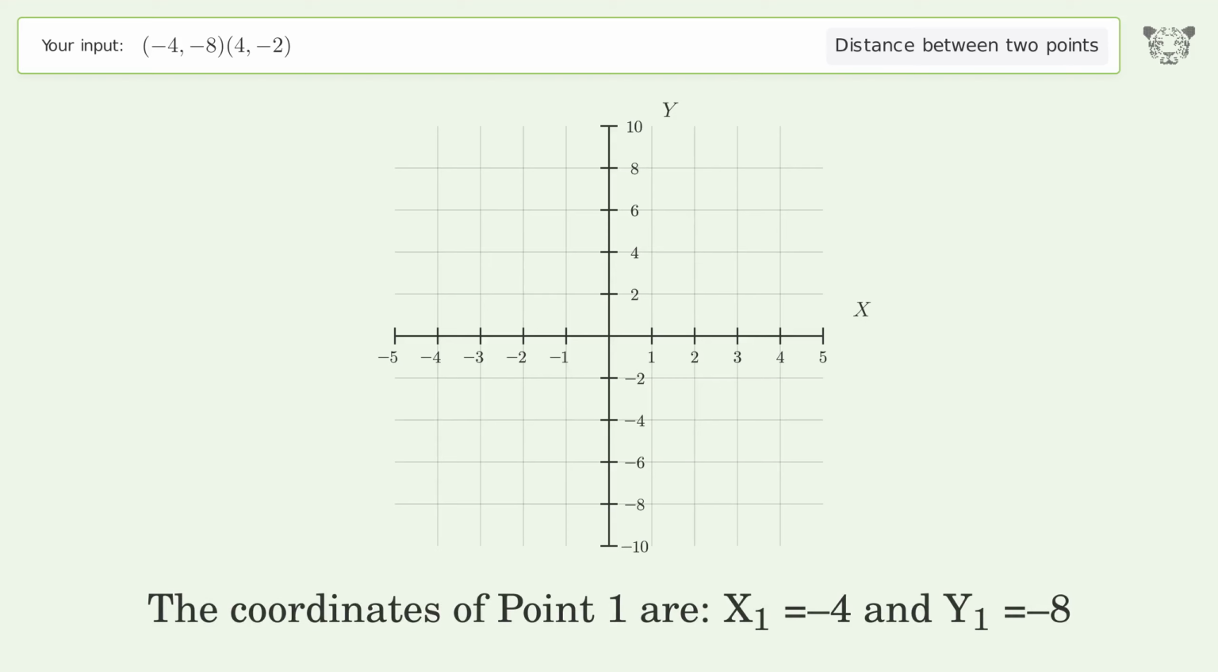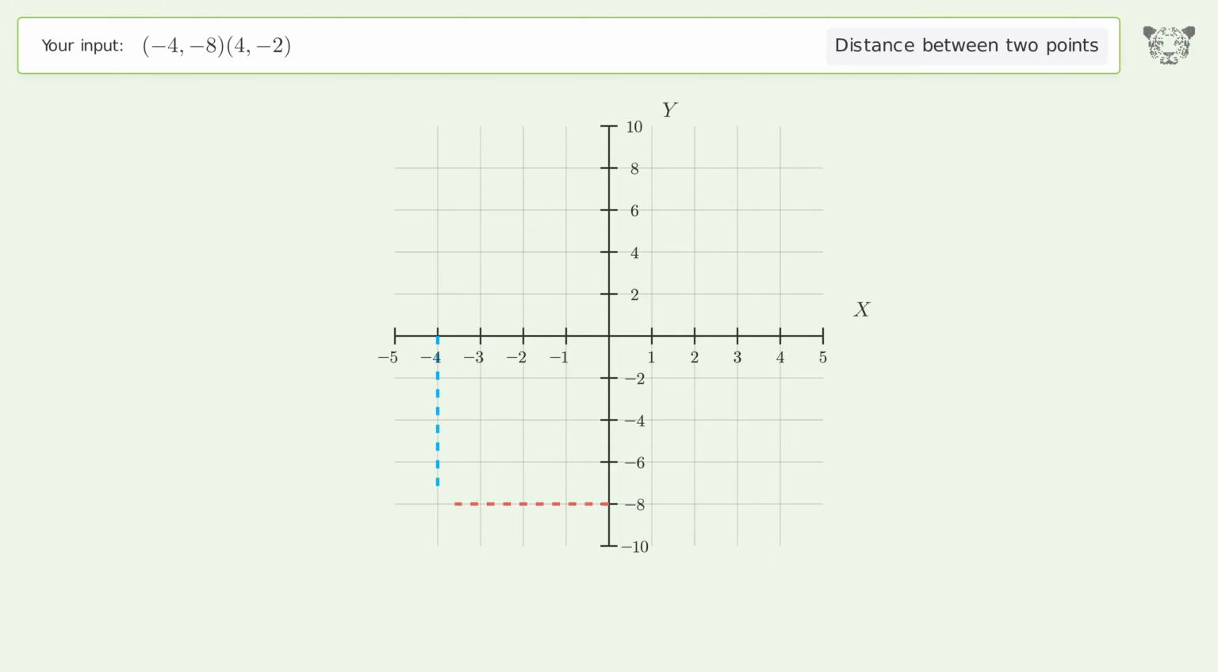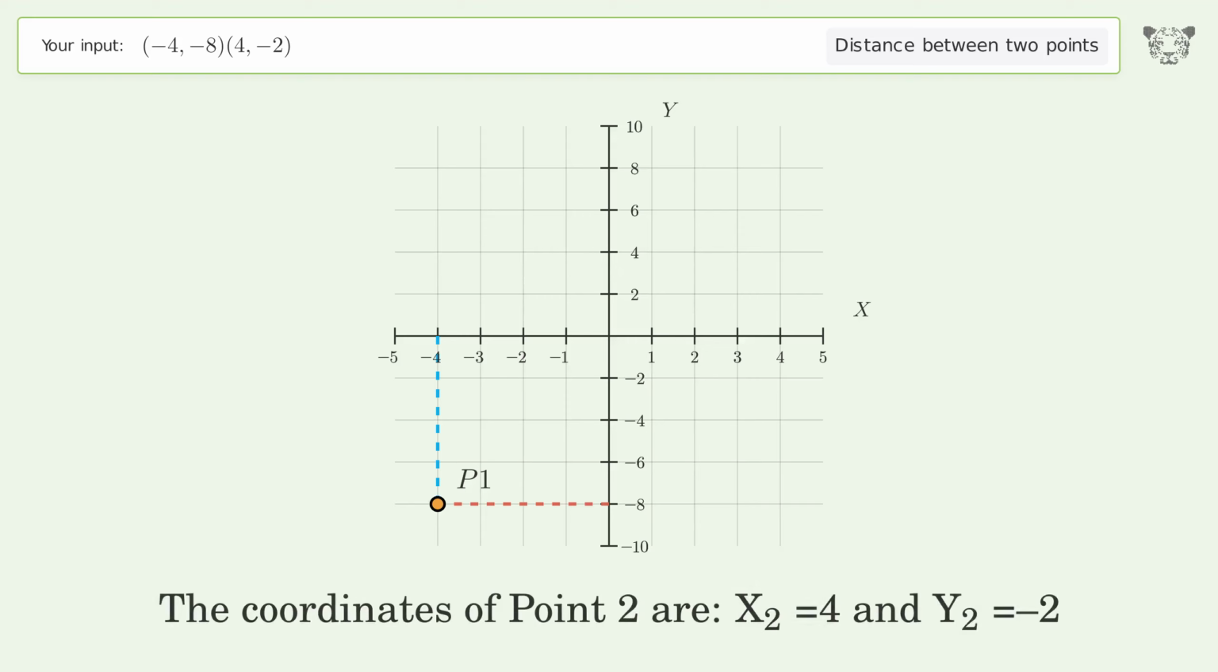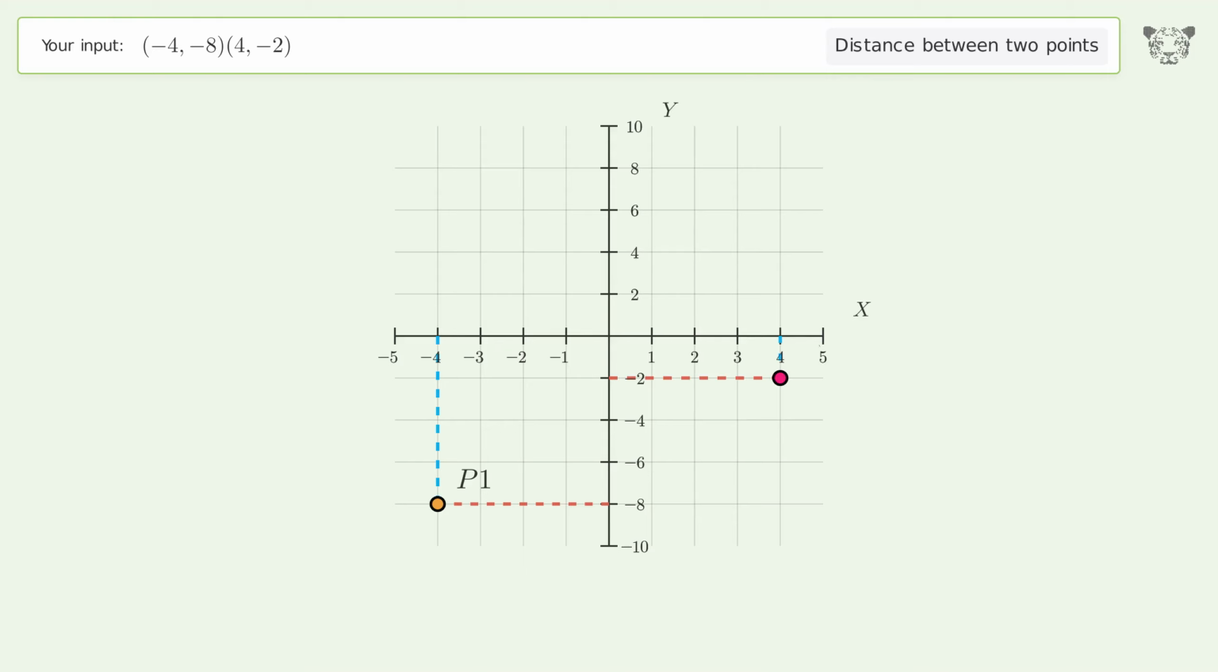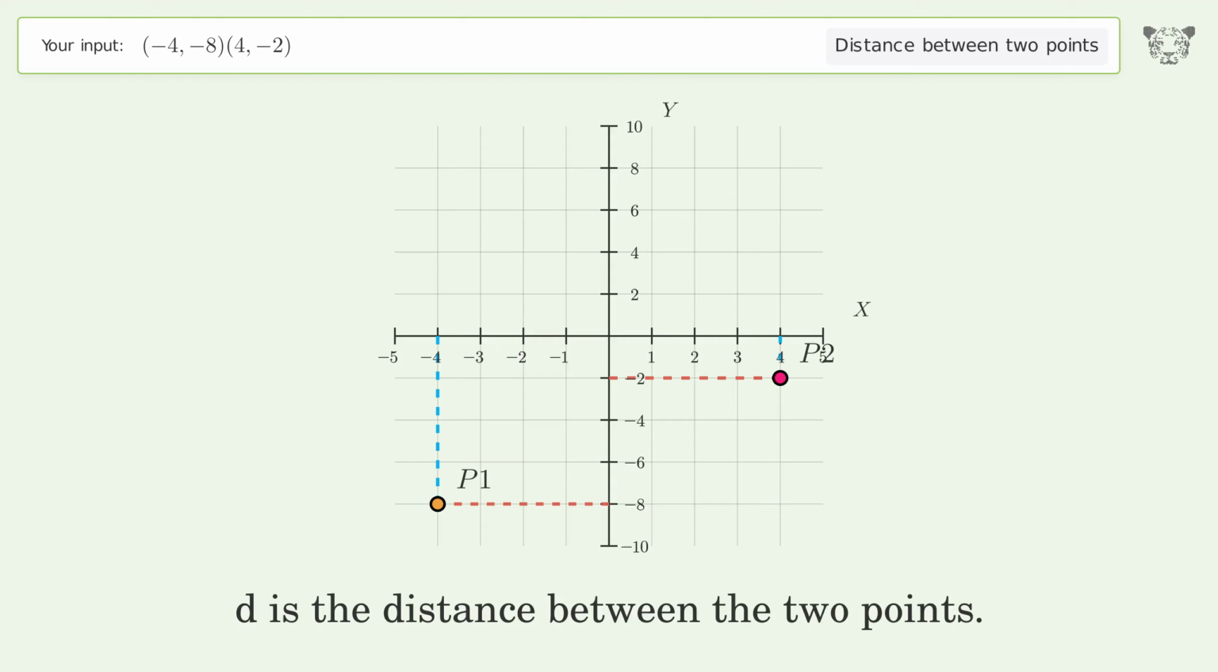The coordinates of point 1 are, x1 equals -4 and y1 equals -8. The coordinates of point 2 are, x2 equals 4 and y2 equals -2. D is the distance between the 2 points.